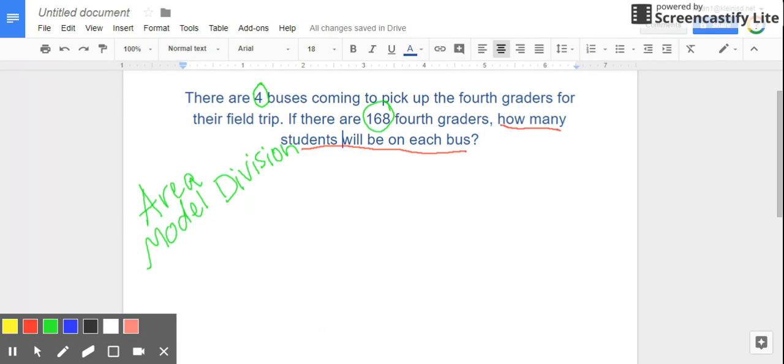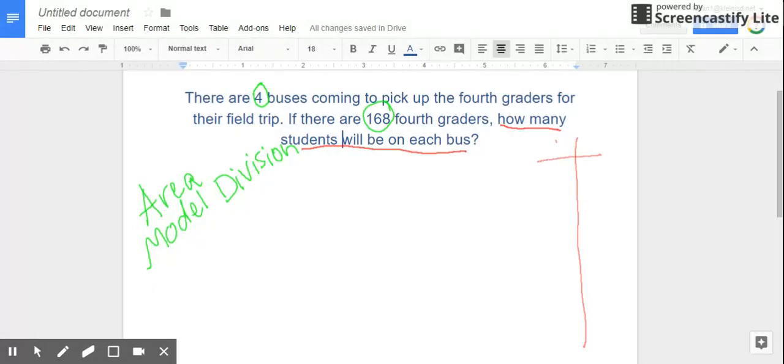Okay. What we do when we do the area model for division is we're going to make a T-chart. My T-chart needs to help me with fours, with the four number, I guess I should say, because we're putting four as the groups we want. So four will go outside here. It's how many buses there are going to be.